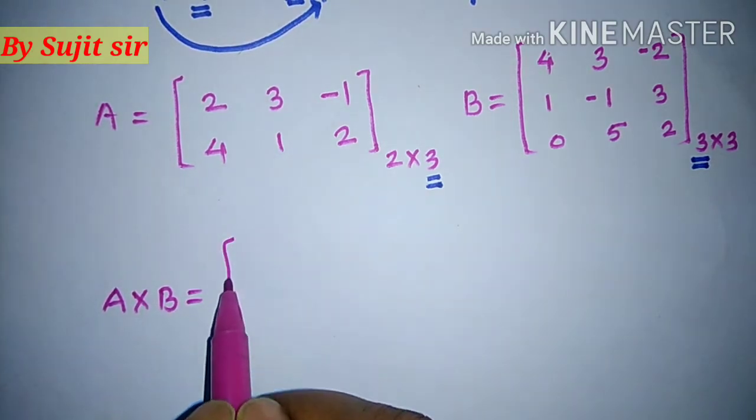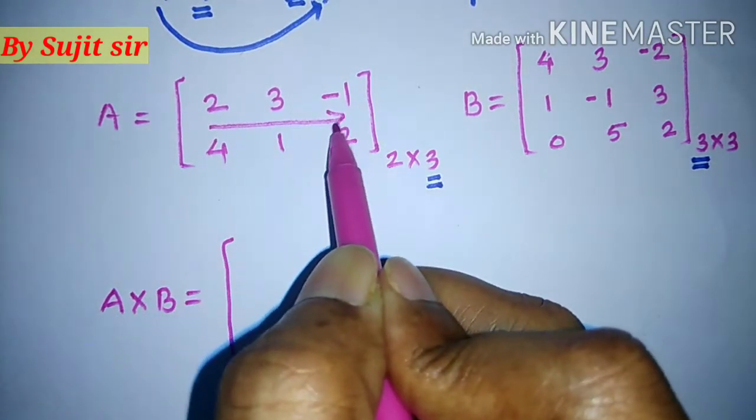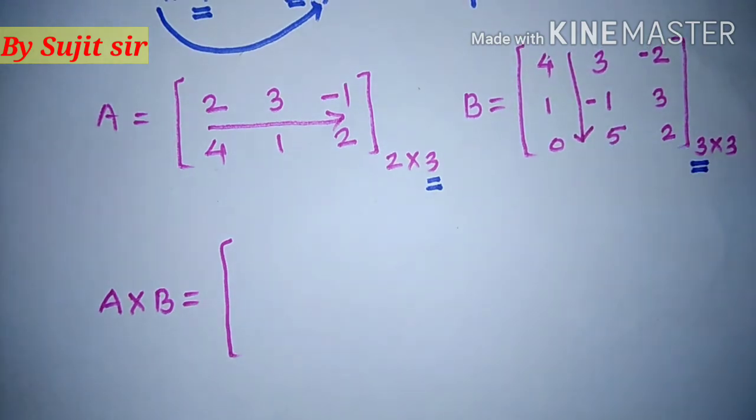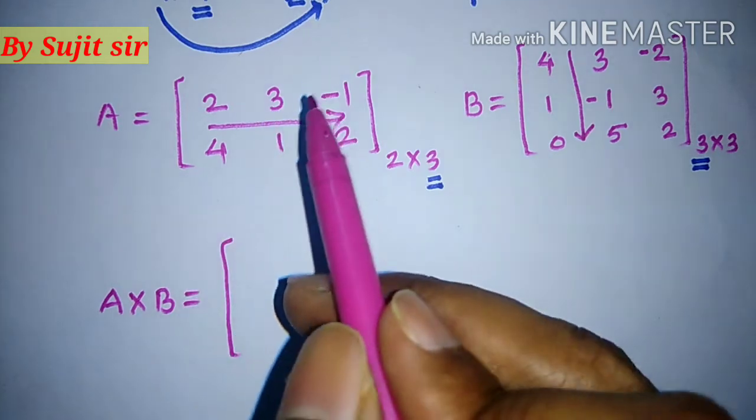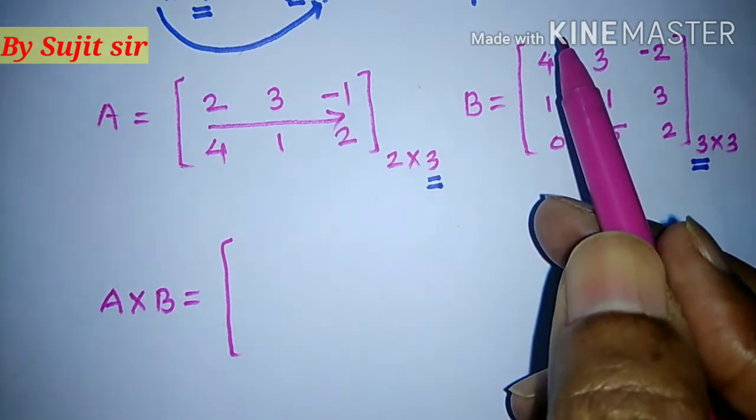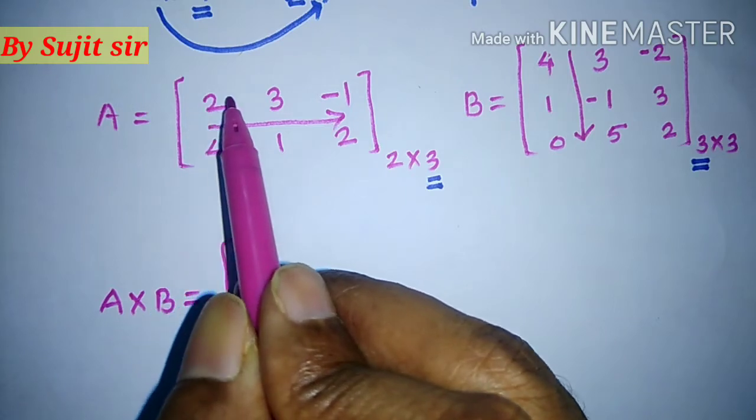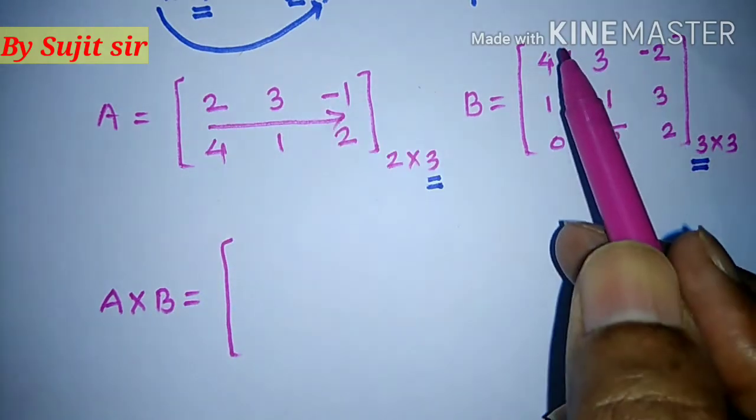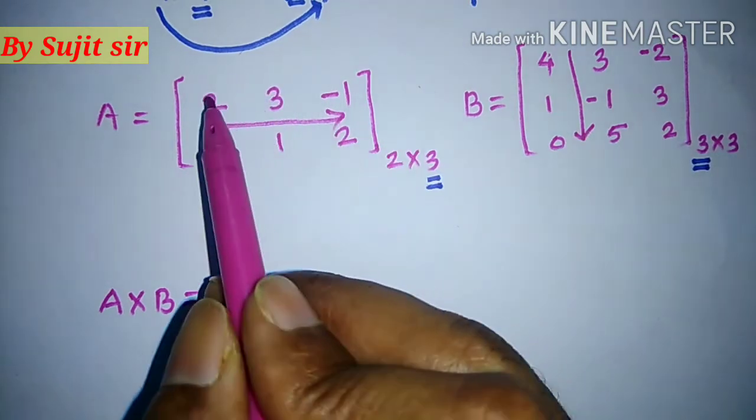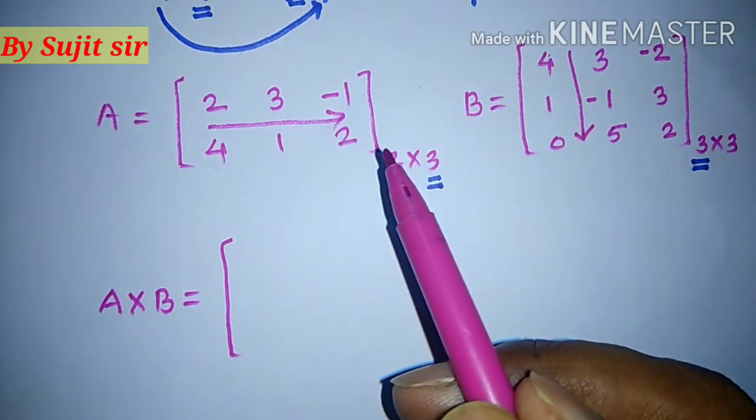For a matrix multiplication, we have to multiply row by column. That means we consider the rows of the first matrix and the columns of the second matrix. So how to perform the matrix multiplication? Take the first row of the first matrix and the first column of the second matrix. As you can see, the number of elements in the first row and the number of elements in the first column are always equal. So we multiply the corresponding elements of that row and column and sum those products.